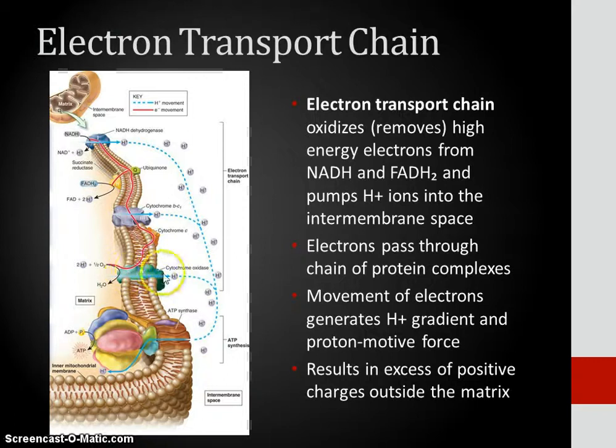We can see it all here. They move through, while the electrons, which is shown through the red line, move down through the chain. So the electrons pass through the chain of protein complexes, which I just stated, and the movement of these electrons generates the H+ gradient and proton motive force. So when the electrons pass through the chain, this creates the electrochemical gradient of the H+ ions in the intermembrane space. So this results in an excess of positive charges outside the matrix of the mitochondria.